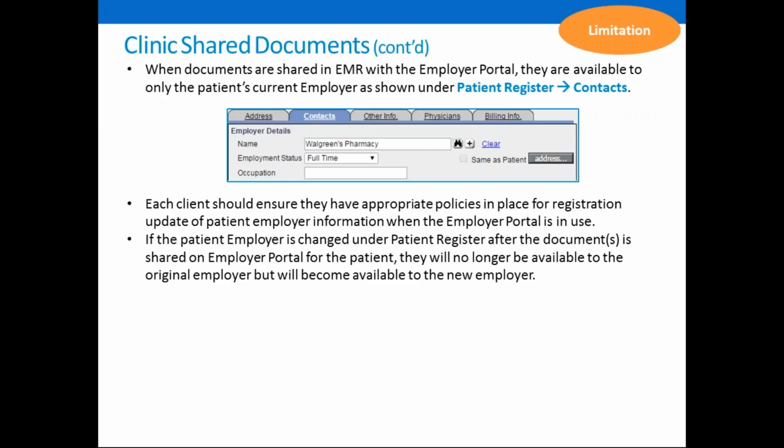Now this is one limitation to note. Because the patient register only has one employer per patient, and there's one document list per patient, if the patient's employer changes, the documents you have shared on the employer portal will no longer be available to the original employer for whom they were shared. They will now become available to the new employer. So that is something that you want to be mindful of. If a patient's employer changes, this would be a workflow decision for those of you who do employer billing. Registration would need a workflow in place that they want to unshare these documents before they change the employer.